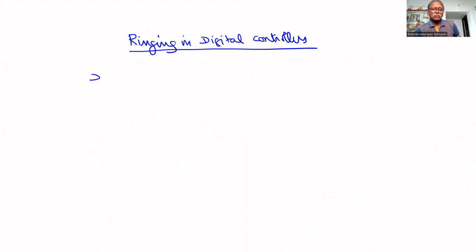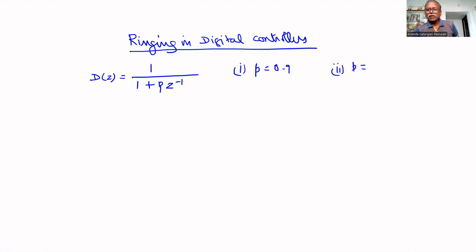Suppose D of Z is a digital controller. It is 1 by 1 plus P Z power minus 1. Let us assume that P has two values. In the first case it has plus 0.9, and in the second case P has a negative value, minus 0.9.